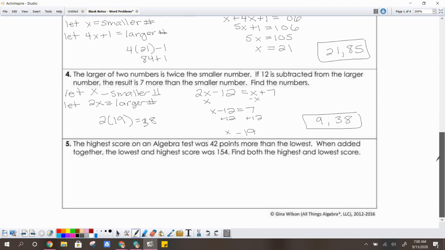All right, so number 5 says the highest score on an algebra test was 42 points more than the lowest. When added together, the lowest and highest score was 154. Find both the highest and the lowest scores. So pause it, try it, come back when you're ready. We're going to let x equal our lower score, our smallest number. And then it says that the highest score was 42 more than the lowest. So we're going to take our x, our lowest score, plus 42 to be the highest score.